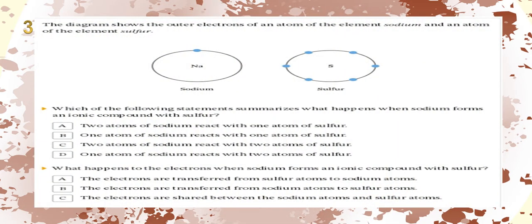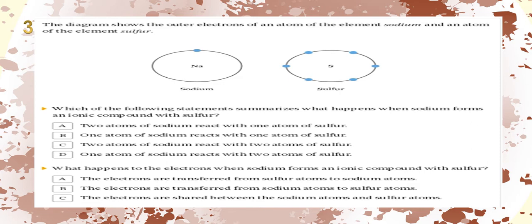Question number 3 says: the diagram shows the outer electrons of an atom of the element sodium and an atom of the element sulfur. It is a metal and a non-metal. In the first group here we have 8 questions on the ionic bond, and after it 6 questions on covalent bond. I collected different kinds of bond questions for the exam for you. Which of the following statements summarizes what happened when sodium forms an ionic compound with sulfur?